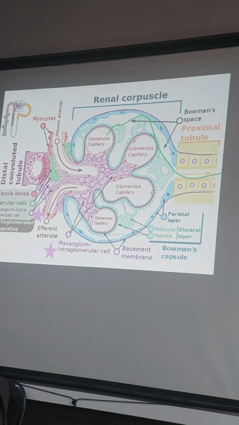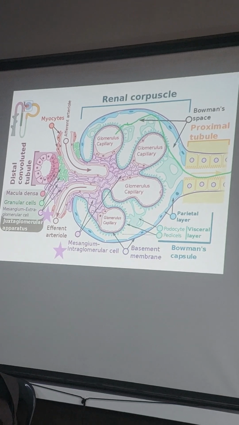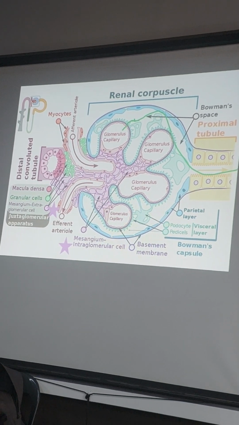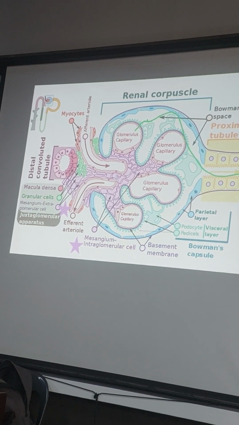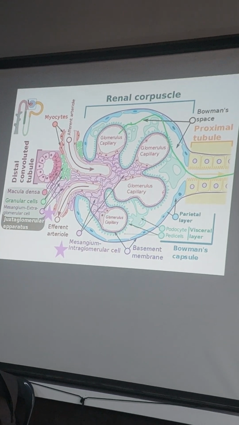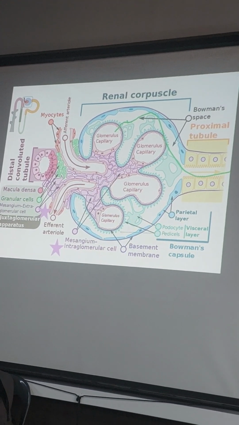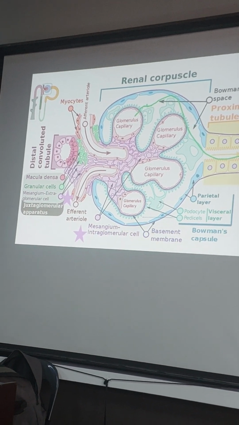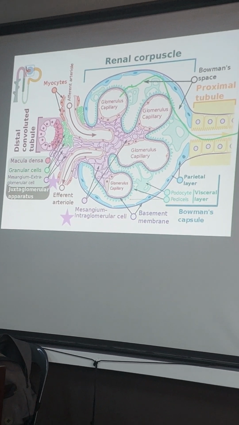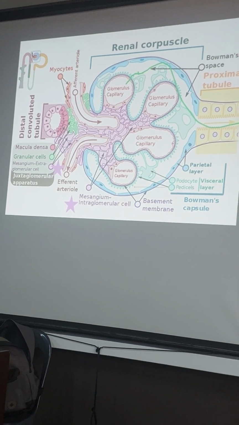There's another structure next to the glom. And this structure is called the juxtaglomerular apparatus. The word juxta means next to or adjacent to. So this is a structure next to the glomerulus. It is composed of three components. Okay? The first one is something you can actually see in the light microscope. That's called the macula densa.